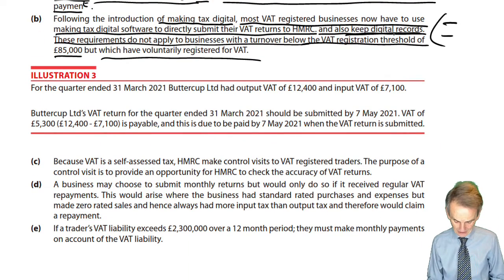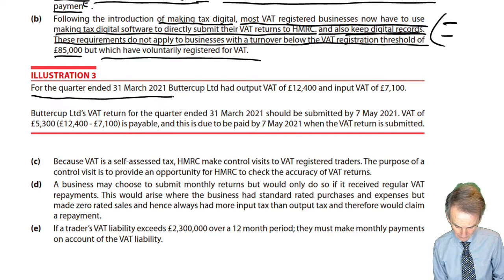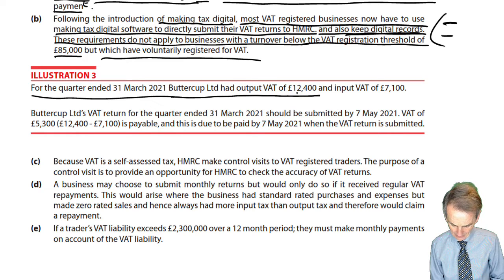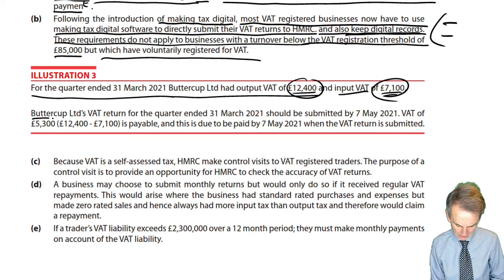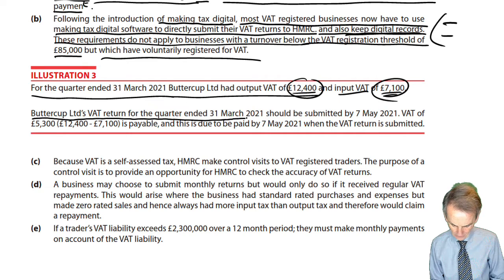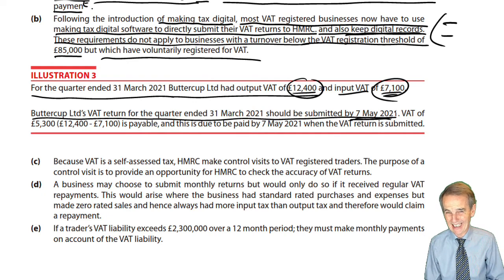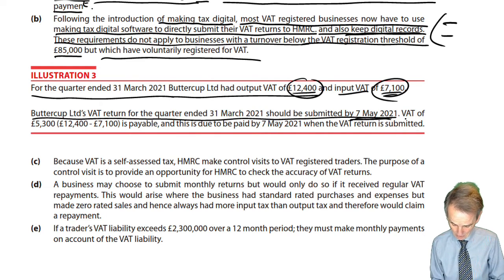Again, very simple exercise. We've already seen, when we looked at example 4, the output VAT and the input VAT, that we make that comparison. If we're told here that for the quarter ended 31st of March 21, the company had output VAT of 12,400 and input VAT of 7,100, we'll take the 7,100 away from 12,400. That return for the quarter ended March 21 should be submitted by, what is 1 month and 7 days after that? It's the 7th of May 21.